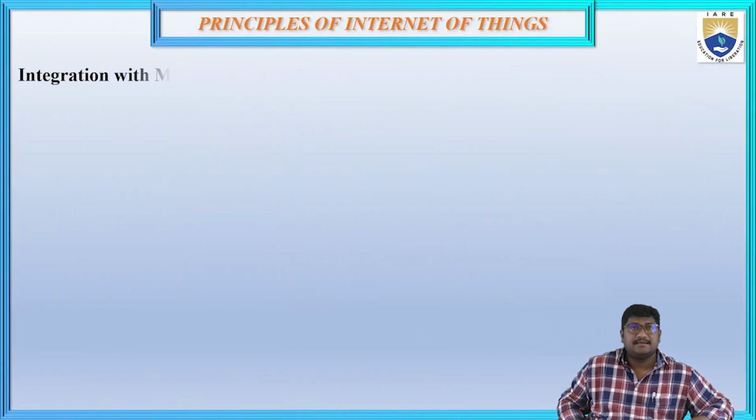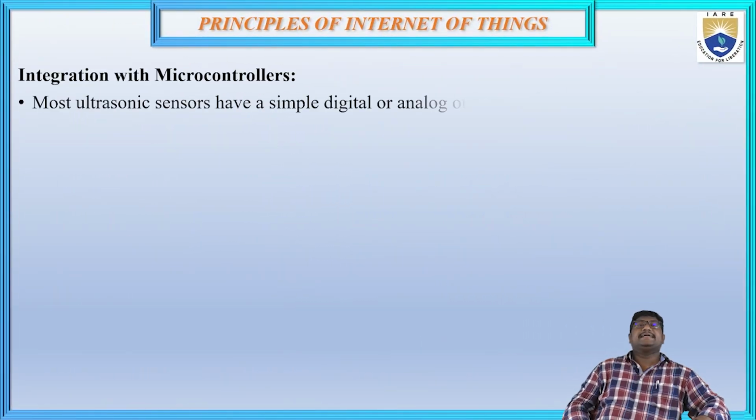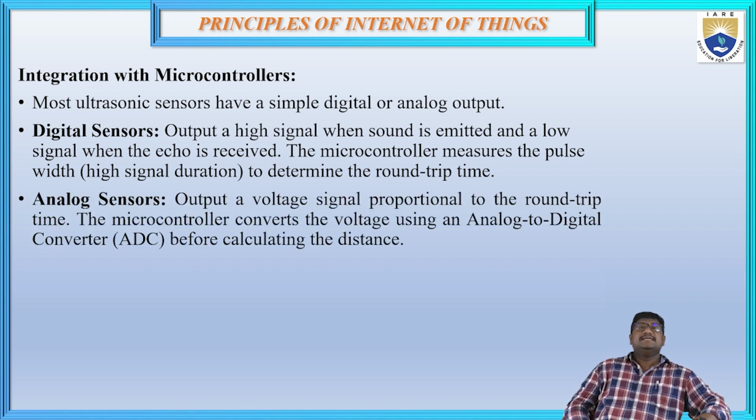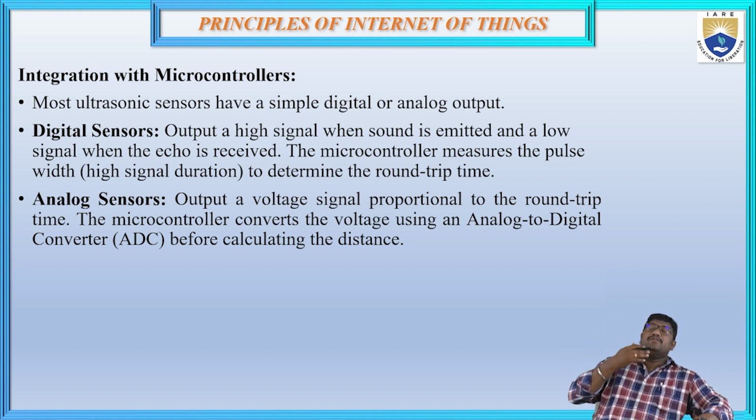This is how things are, and now how are we going to integrate the microcontroller? The microcontroller is going to be integrated with the ultrasonic sensors with a simple digital or analog output. Digital sensors output a high signal when the sound is emitted and a low signal when the echo is received. When the wave is sent out, the signal goes high, and when the echo comes back, it goes low.